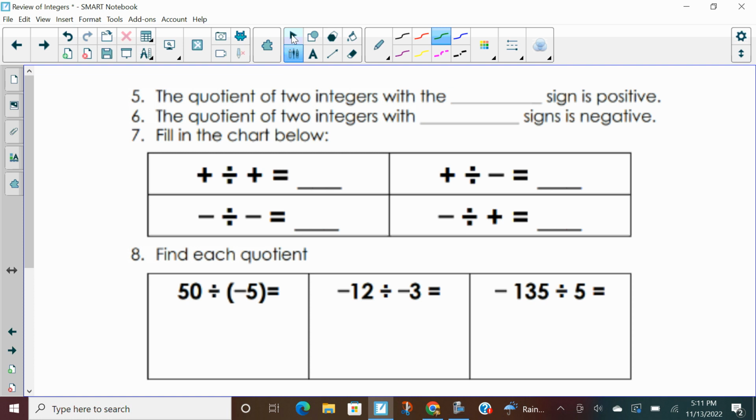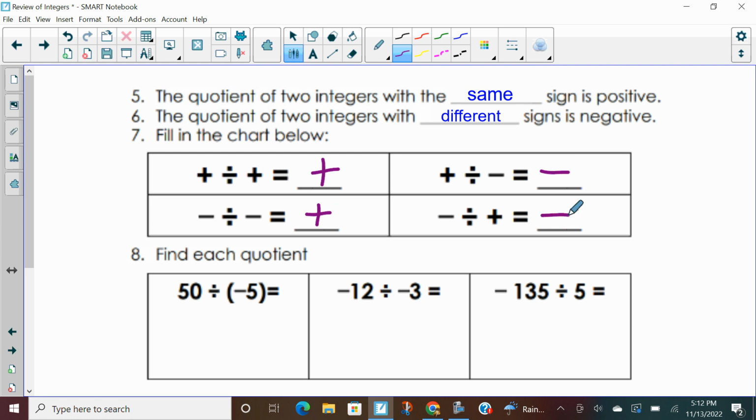When I divide, the quotient of two integers with the same sign is positive, and with different signs is going to be negative. So similar to multiplication, a positive divided by a positive is a positive. A positive divided by a negative is a negative. Negative divided by a negative is a positive. And a negative and a positive make a negative.